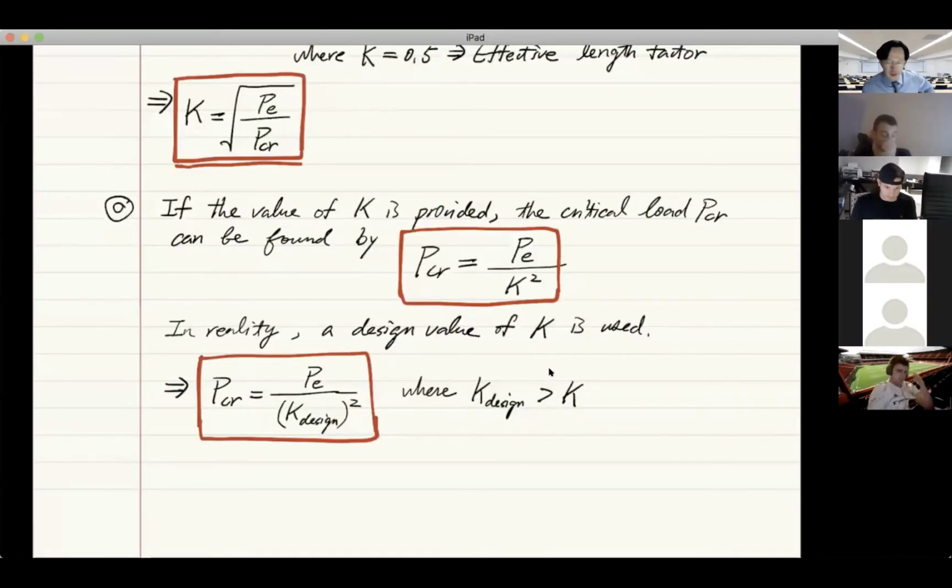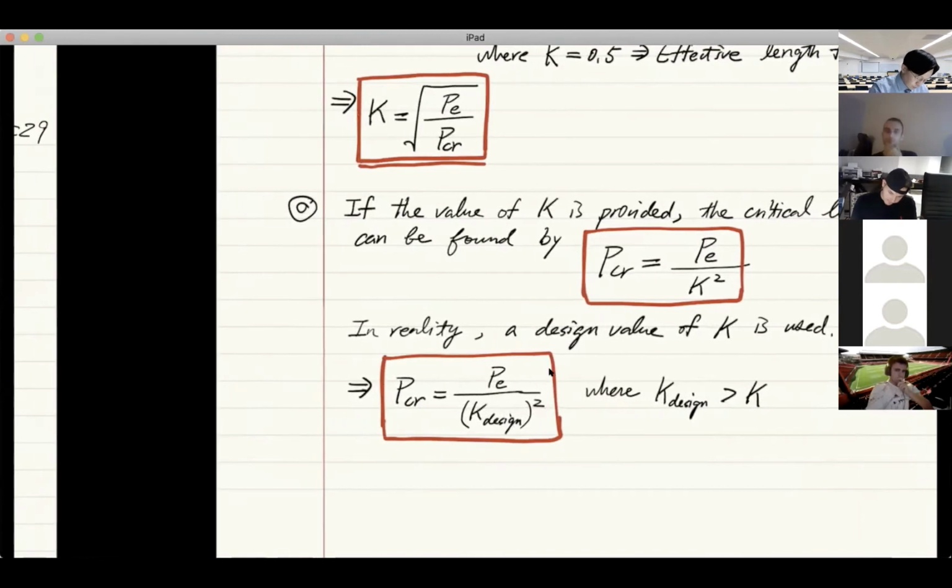So why this design value? If you're curious, you may wonder why we cannot use a theoretical value to predict the critical load. And there are two main reasons. Reason number one is what we call material imperfection.